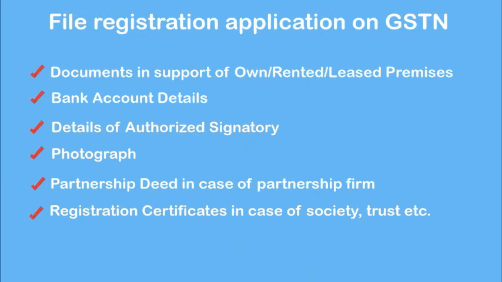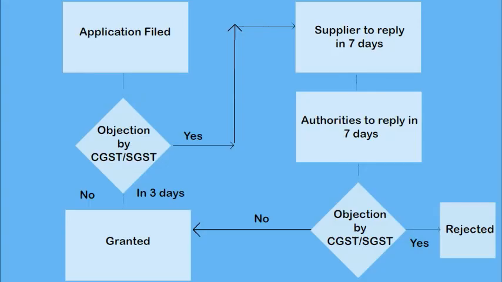Once a supplier is liable to register for GST, he is required to apply for GST by submitting a registration application form on the GSTN portal within 30 days of his liability. Following is a list of documents to be uploaded. Once a complete application is submitted online on GSTN, the application is scrutinized by both the central and state authorities.